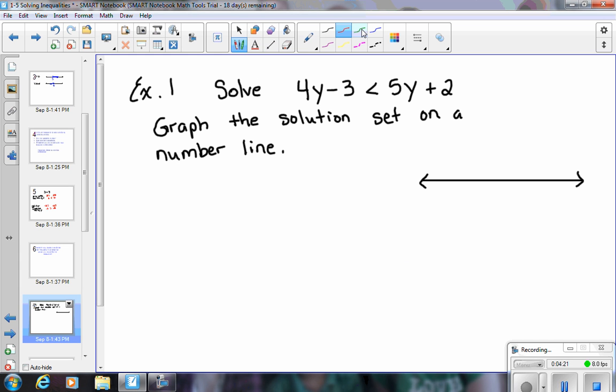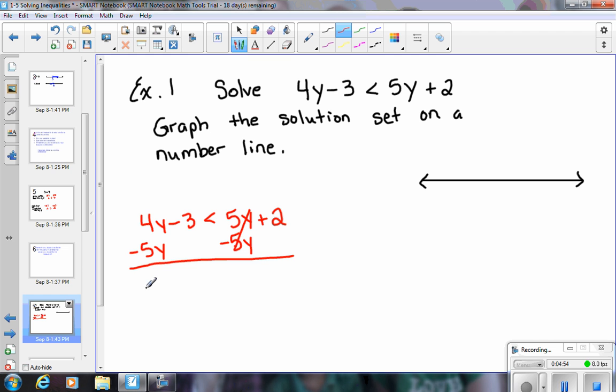In this example, we are going to solve the inequality 4y minus 3 is less than 5y plus 2. So I want to get the variable by itself. It doesn't matter which side, just like with equations. However, most of you will find it will be easier for you if you have the variable on the left. And so I'm going to stick with that process here. So I'm going to subtract 5y from each side.